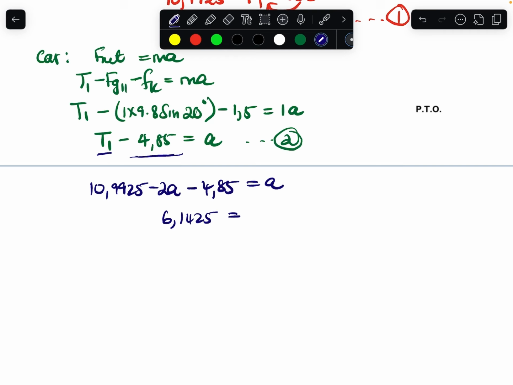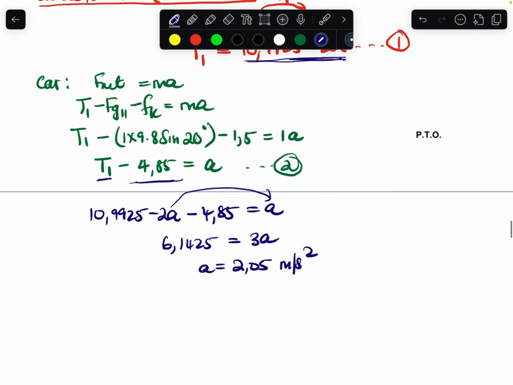6,1425 equal to, when I take this to this side, it's going to be 3A, and I divide by 3, the answer is going to be 2,05 meters per second squared. That's the acceleration of the toy train car system.